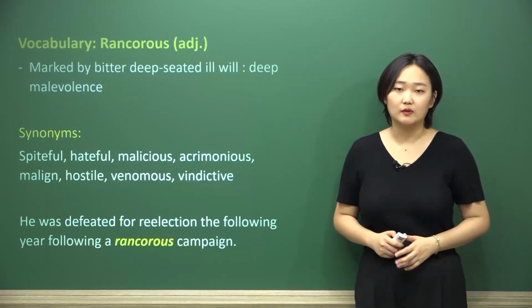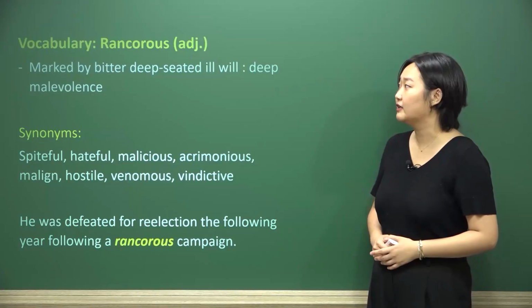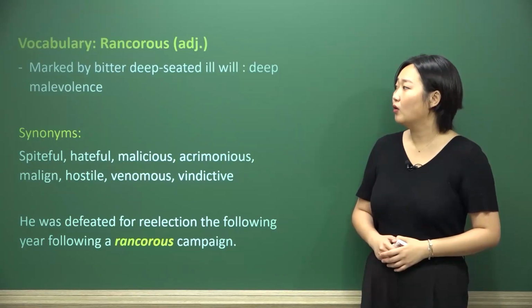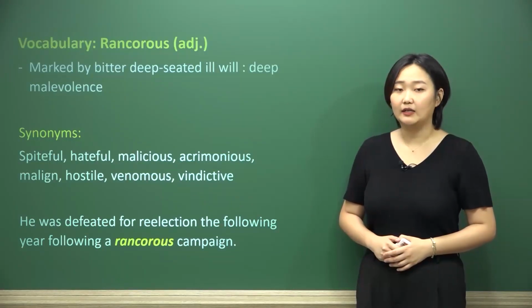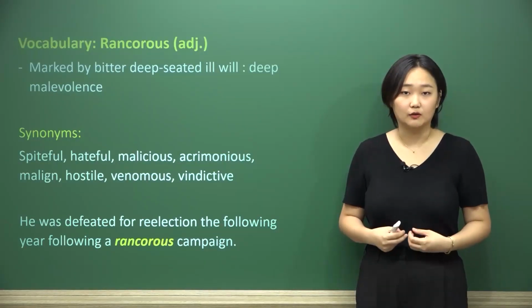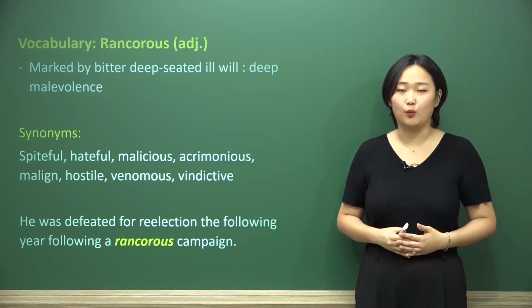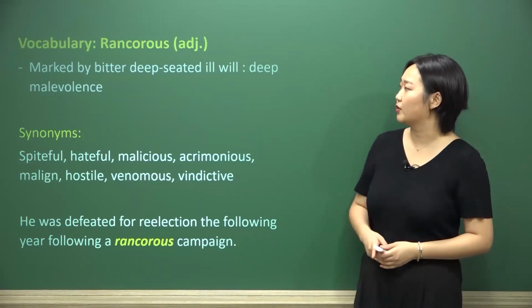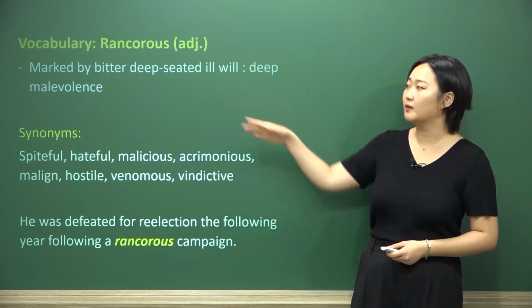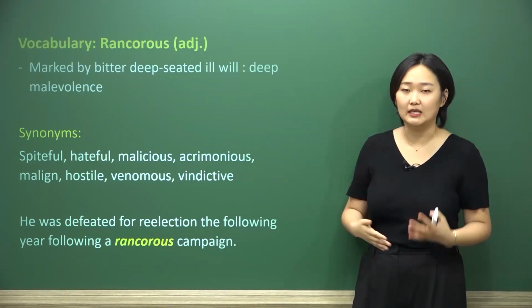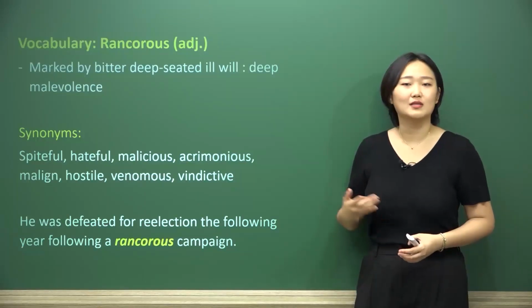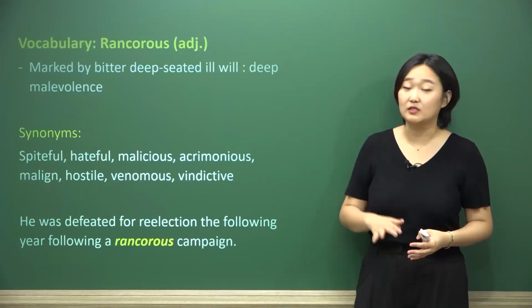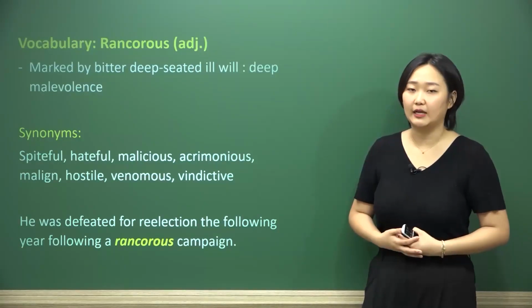Let's talk about that first one, which is the word rancorous. Rancorous here is an adjective meaning marked by bitter, deep-seated ill will or deep malevolence. Some kind of, oftentimes internal, and I would say hidden, type of anger and evil thought that you might have for another person. If we're talking about this idea of a bitter, deep-seated ill will, it means that you don't want something good to happen to somebody else, and it's really pressed down and maybe even suppressed at some points inside your own self.